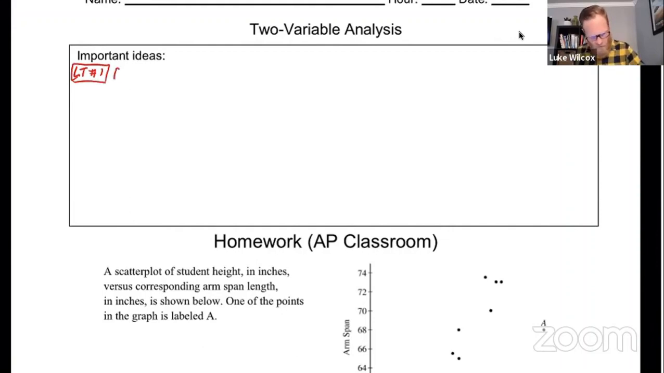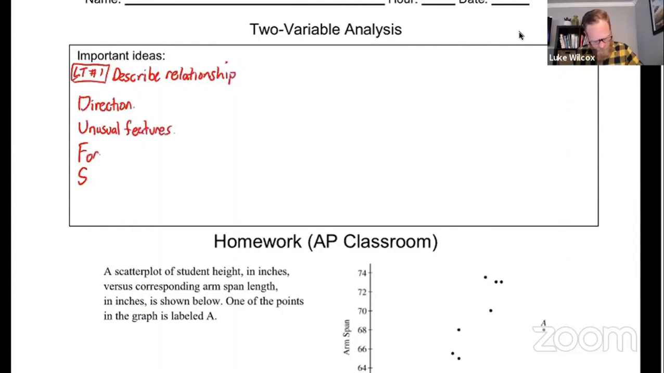Learning target number 1 was for us to be able to describe the relationship between 2 quantitative variables. And we learned that there are 4 big ideas that we want to make sure that we address. And the acronym to remember that is DUFS. And let's make sure we know what each one represents. D is direction. U is unusual features.